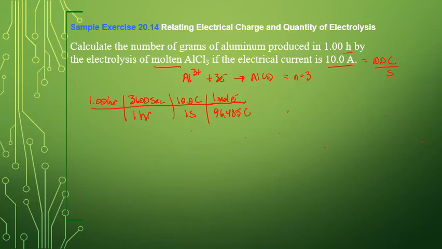And now at this point, we can use this and we can say that we have 3 moles of electrons that are consumed for the production of 1 mole of aluminum. And to solve for grams, the molar mass of the aluminum will be 26.98 for our grams. And so now at this point, we are getting approximately 3.35 grams of aluminum.